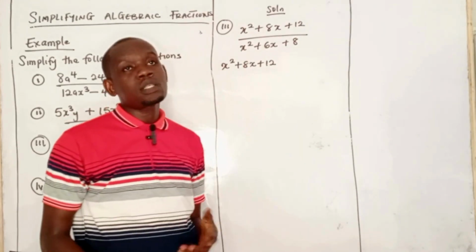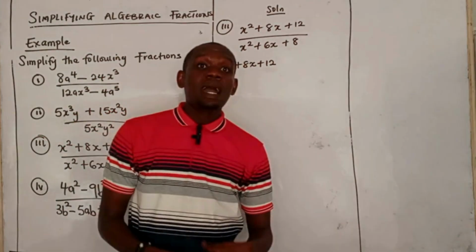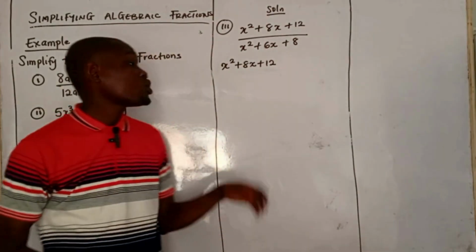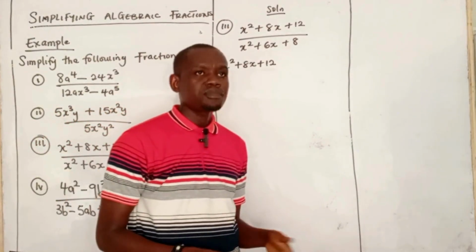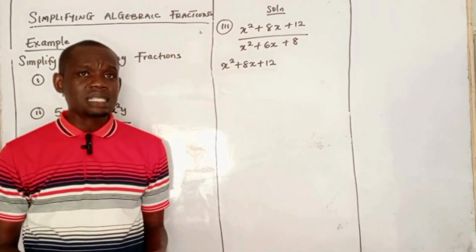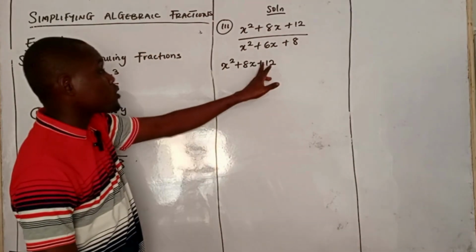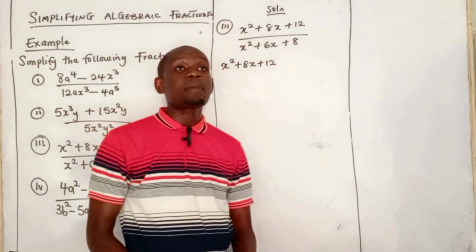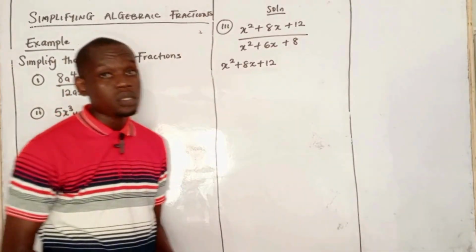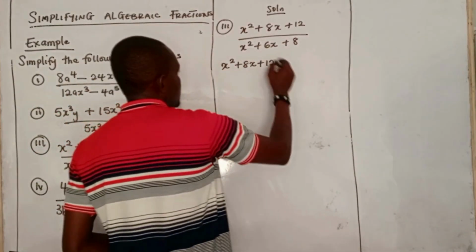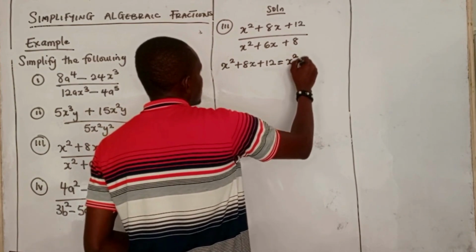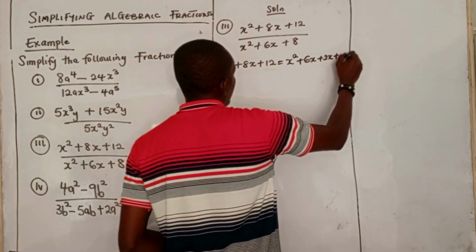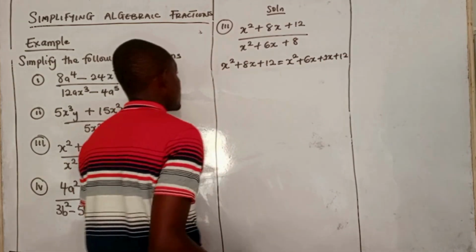So what are those two possible numbers that we can multiply to get 12, and when they are added, we should be able to get 8? Those two numbers are 6 and 2. But in this case, we are looking for plus 12 and plus 8, so both of them are going to carry the plus sign. So this expression can now be expressed as x squared plus 6x plus 2x plus 12, because 6x plus 2x will give us 8x.